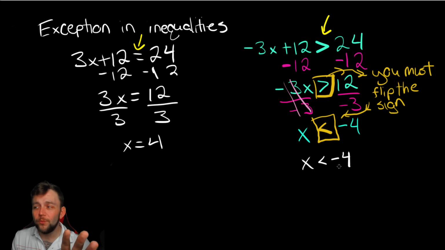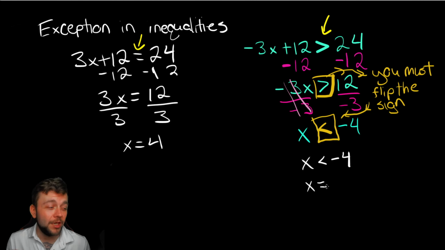So why do we do that? We can test whether this is true, right? All we have to do is pick an x value. We have to pick something that's less than negative 4. So what is a number that is less than negative 4? Let's just go with x equals negative 5. And this will be our check step.